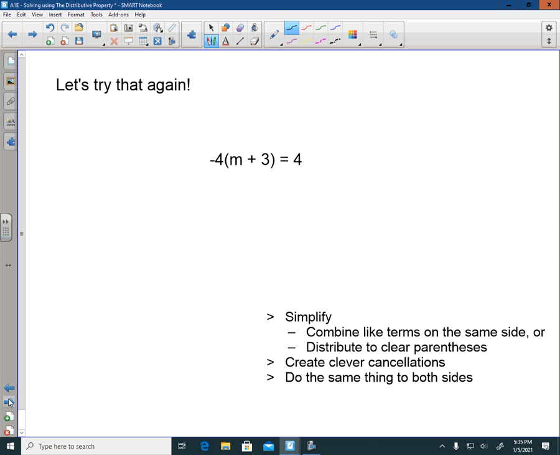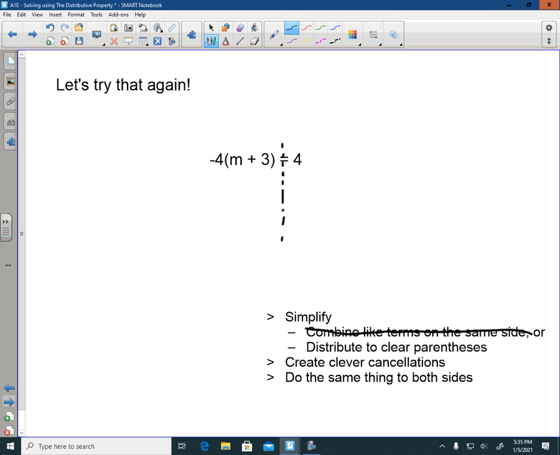Let's take a look at this equation and let's solve it. So we're going to take a look at our simplify step first. The first part is combine like terms on the same side. So let's create those sides. Can we combine like terms on any side? Well, the 4 is self-explanatory, nothing to do there. And then I can't combine any terms on the left side because there aren't any like terms. And so I can't do this step. And that's okay. Sometimes you won't be able to use a simplification step.